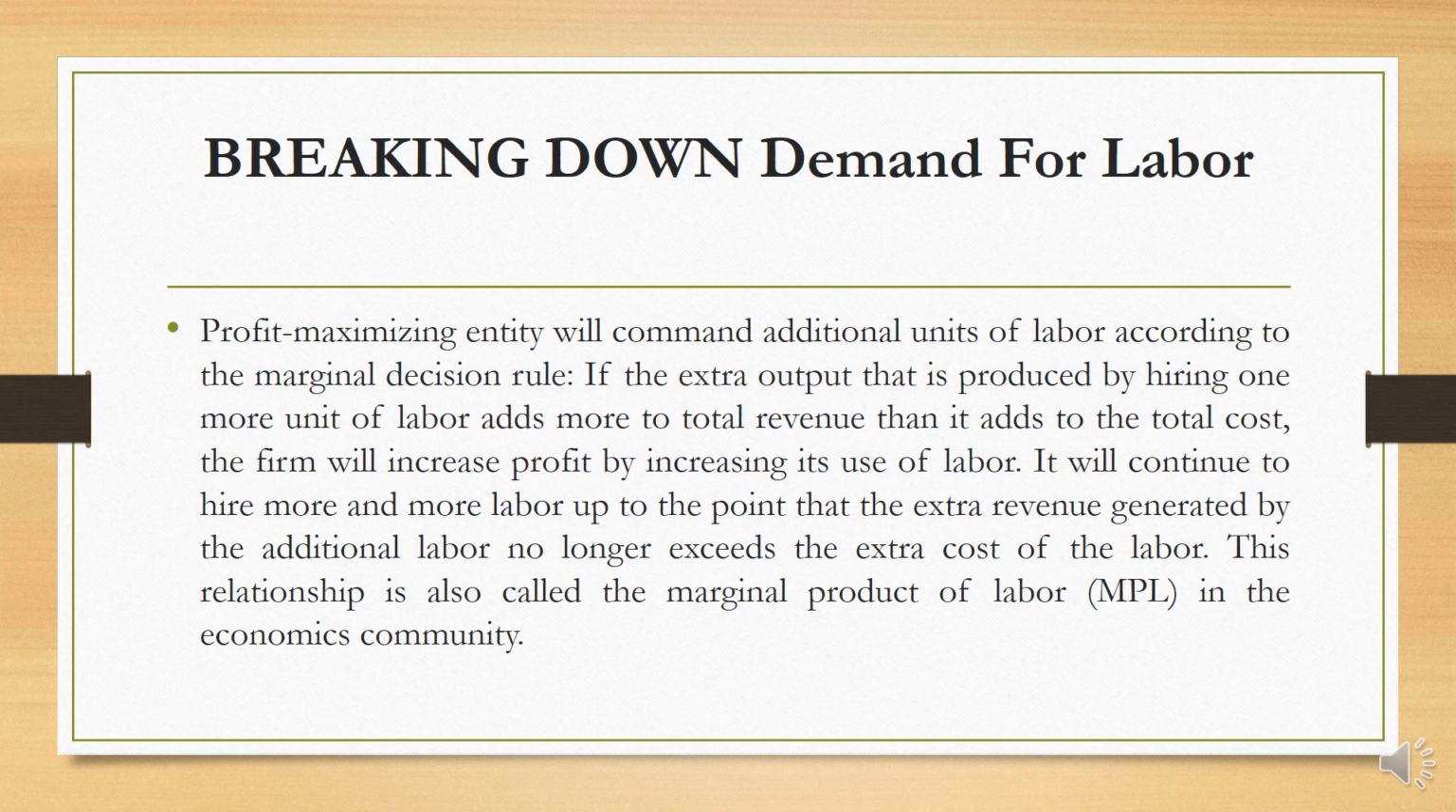A profit maximizing entity will demand an additional unit of labor according to the marginal decision rule. If the extra output produced by hiring one more unit of labor adds more to total revenue than it adds to total cost, the firm will increase profit by increasing its use of labor. It will continue to hire more and more labor up to the point that the extra revenue generated by the additional labor no longer exceeds the extra cost of labor. This relationship is called the marginal product of labor, that is MPL, in the economics community.